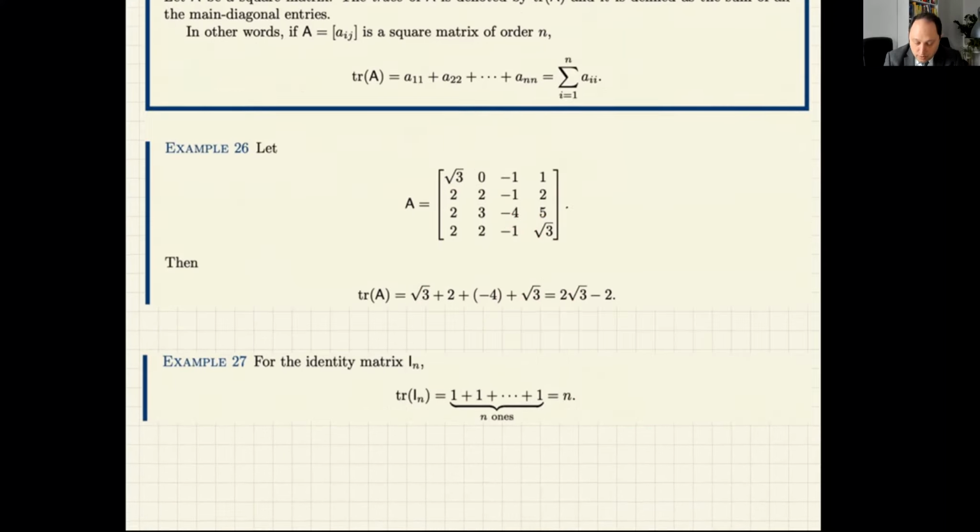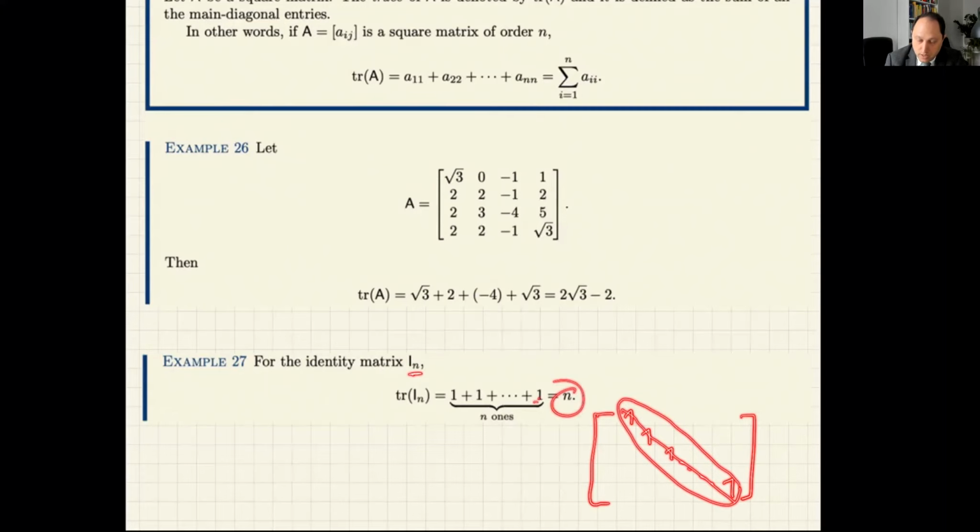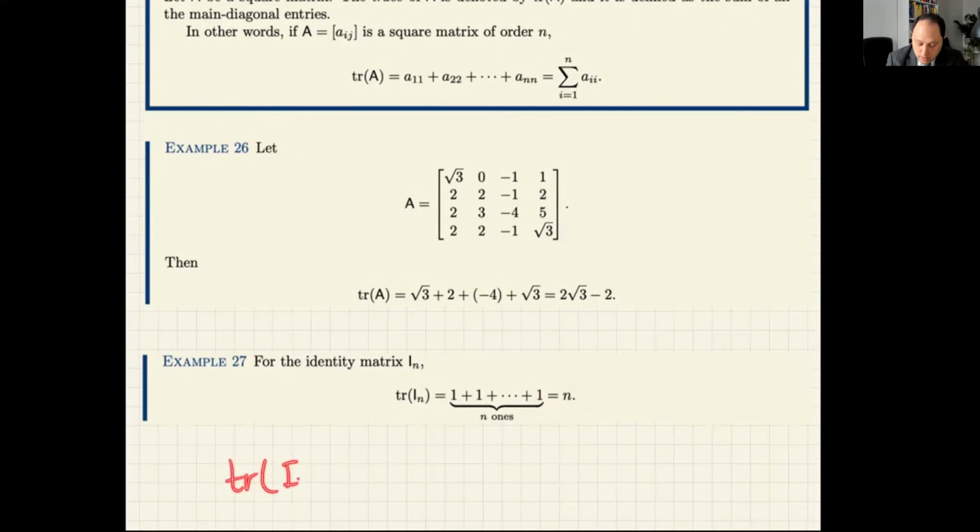And then, for example, for the identity matrix I_n, do you see that the trace of I_n is n? Because do you recall what the identity matrix I_n is? It is a scalar matrix whose diagonal entries are 1 all the way. How many ones are there depends on the order of the matrix, because you see this index n means that my matrix is an n by n matrix. So I am adding these ones together. How many of them are there? n. So when I add n ones together, the answer is n. So the trace of the identity matrix I_n is equal to n.